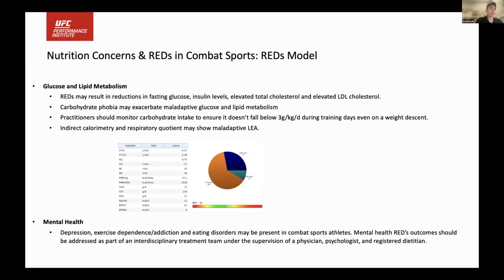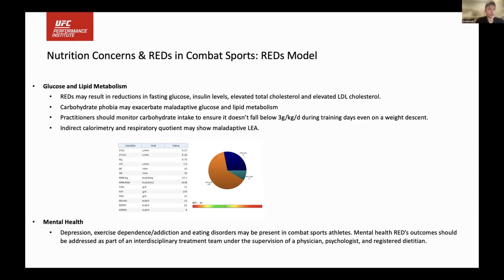REDs can also result in reductions in fasting glucose and insulin levels, and can elevate total cholesterol and LDL cholesterol. As I mentioned earlier, carbohydrate phobia can really exacerbate maladaptive glucose and lipid metabolism. Practitioners should always monitor athletes' carbohydrate intake. Even in a calorie-restrictive sport such as MMA, we never program less than 3 grams per kilo per day of carbohydrates, even on an aggressive weight descent.